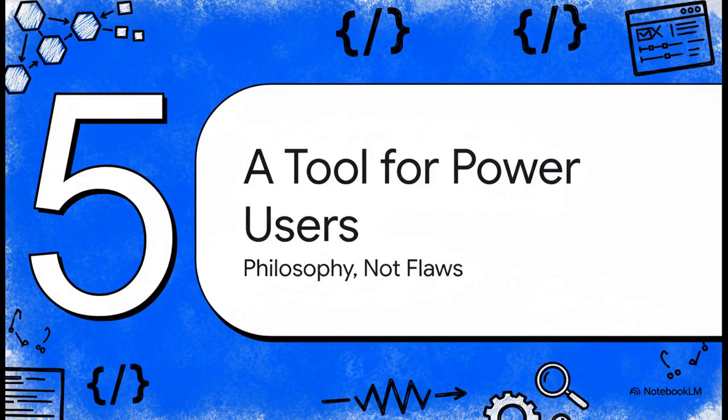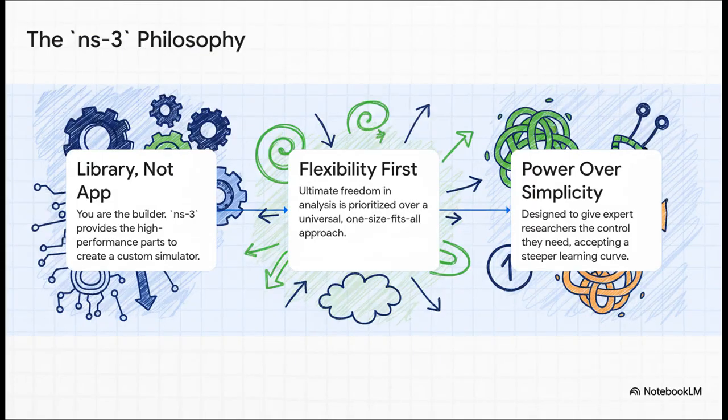So, Section 5, a tool for power users. This is where it all comes together. The big takeaway here is that we need to stop looking at NS3's design choices as bugs or flaws. They're not. It's all about the underlying philosophy. And that philosophy really boils down to 3 key things.